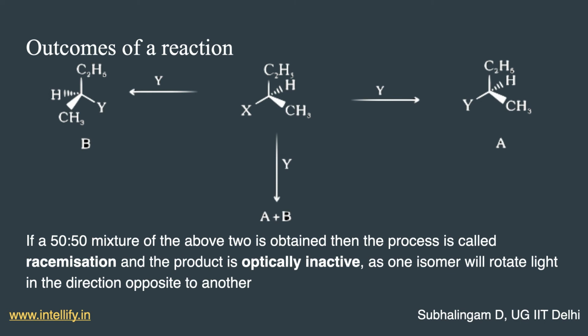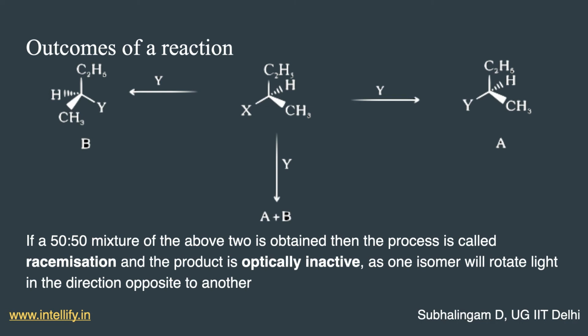If a 50:50 mixture of the two compounds is obtained, then the process is called racemization. Why? A and B are enantiomers. And if I get equimolar concentration of A and B, then it's called a racemic mixture. And hence the process is called racemization. That's what is given over here. And in such a case, the product A plus B is optically inactive.